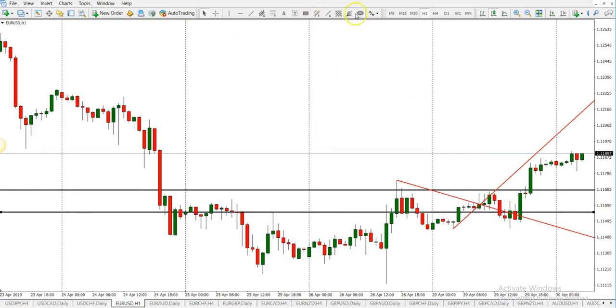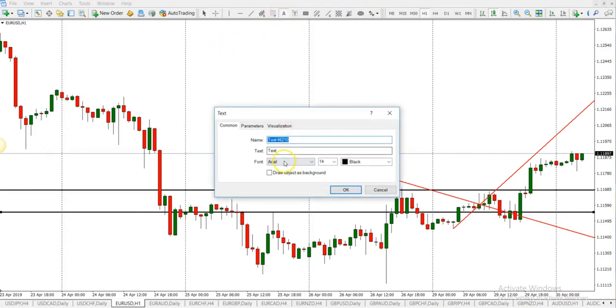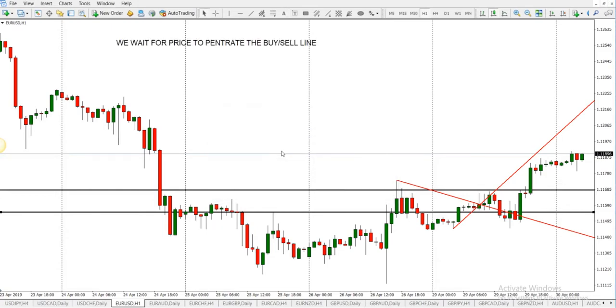So we wait for price to penetrate the buy and sell line. This is the buy line, this is the sell line.